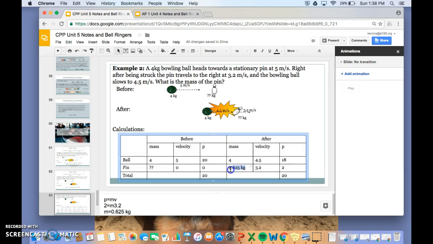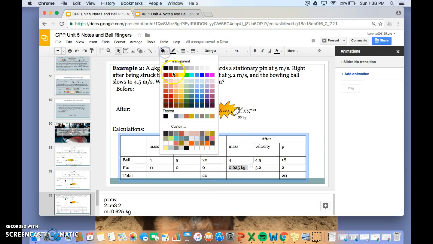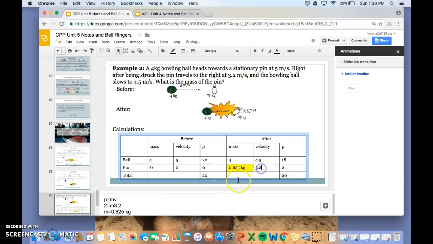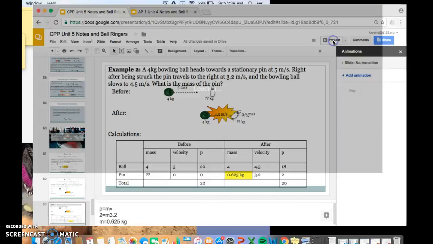So using the chart is another way you can solve these problems. Let's fill this in because we found that. So again, the way the chart works, you find the total momentum before, set it to the total momentum after, and then work backwards to find whatever variable you're looking for.